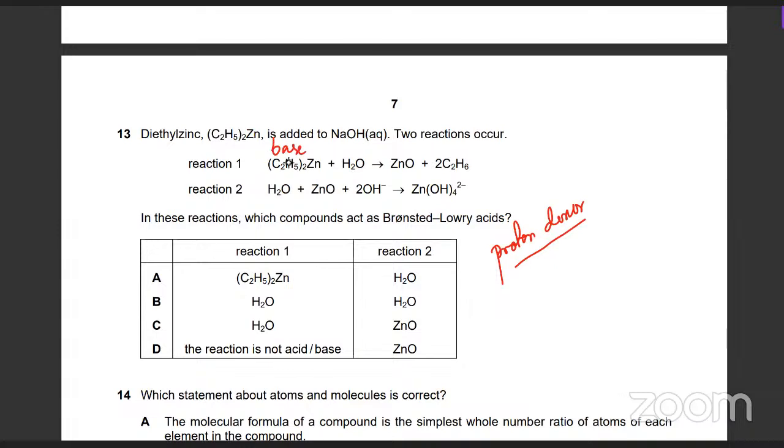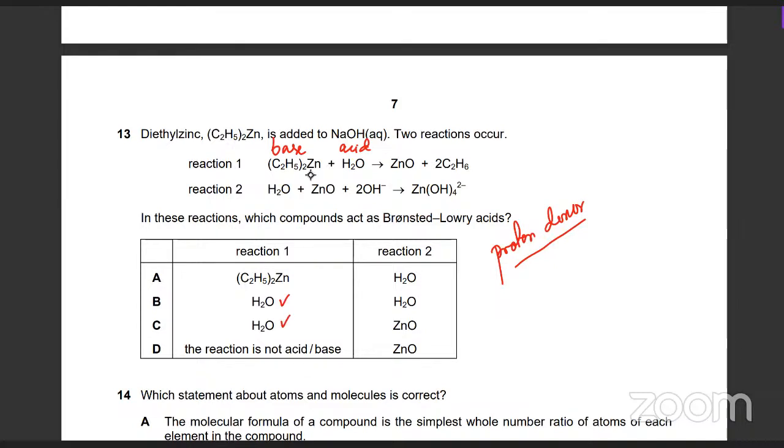And who gave it the protons? It's the water that gave it the protons. Because on the other side, you're left with an oxygen, right? The water is the one that gave the H to this thing. Is that clear? Yes, sir. So in reaction number 1, it's water.